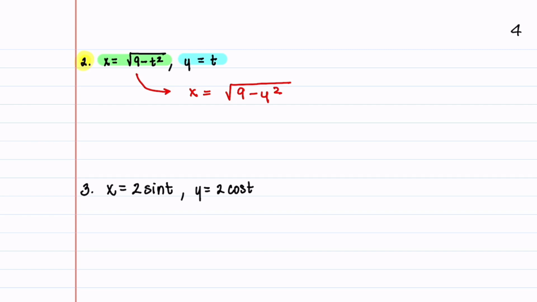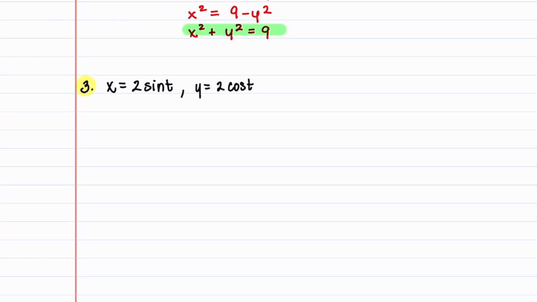This equation can be written more simply if we square both sides. This gives us x squared is equal to 9 minus y squared. We'll then move the y squared over to the left, and we'll get x squared plus y squared is equal to 9. This is the equation for a circle of radius 3.